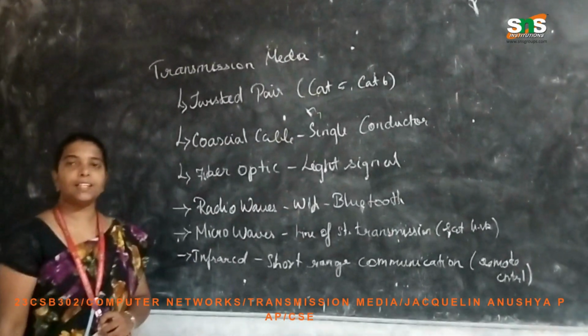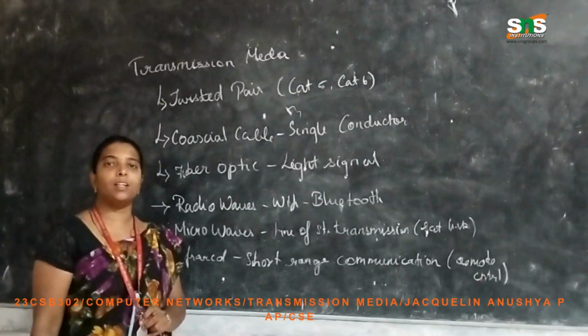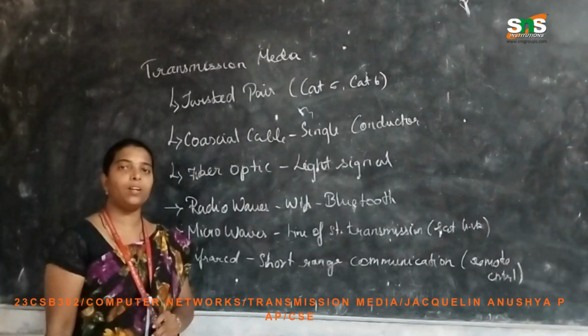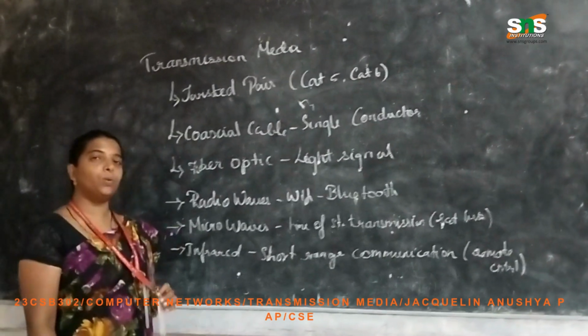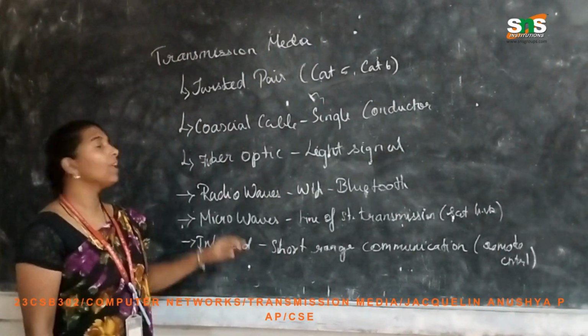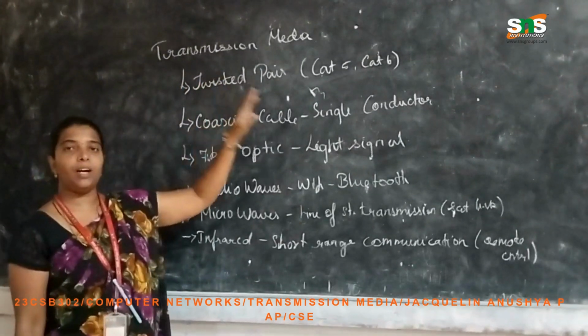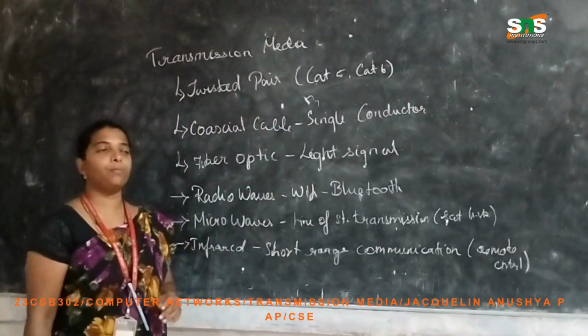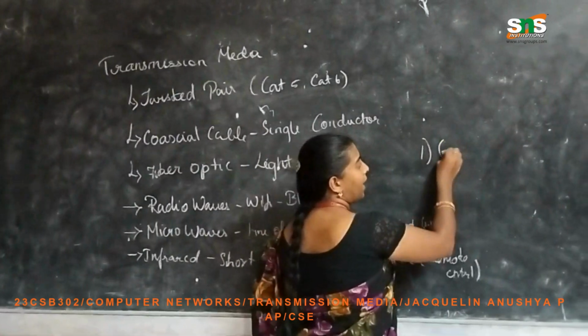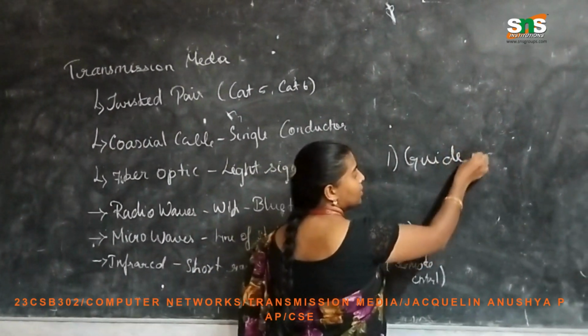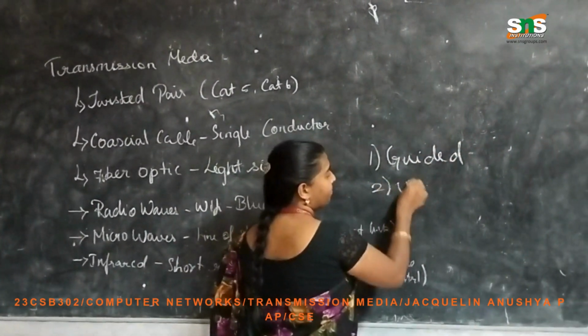Okay, in our last class we saw about transmission media in a network, the performance, and how we see it in the network. In this class we will see how transmission media occurs. In transmission media, you have two types: one is guided media and another one is unguided media.